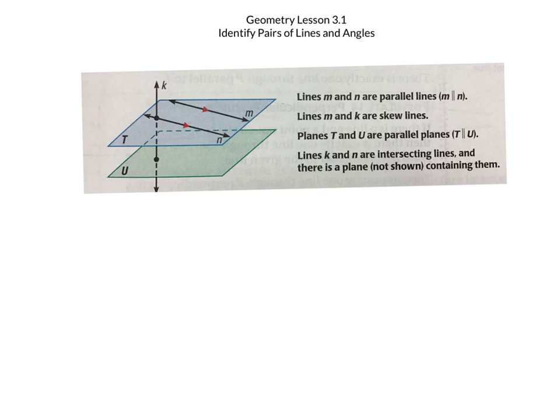Okay? And then parallel planes, you see how T and U, it's the same definition as for lines. They never intersect and they're parallel. Not coplanar, I guess. Okay. Any questions on your definitions?